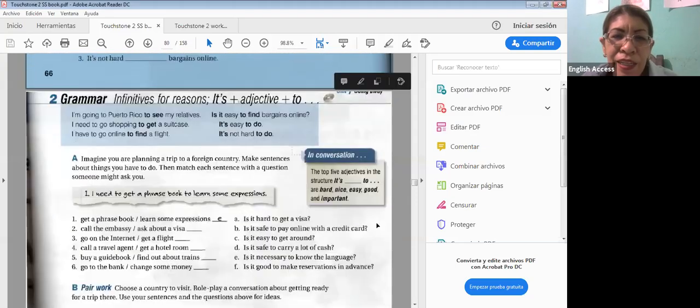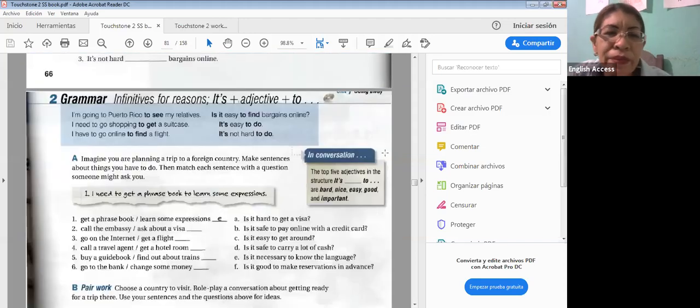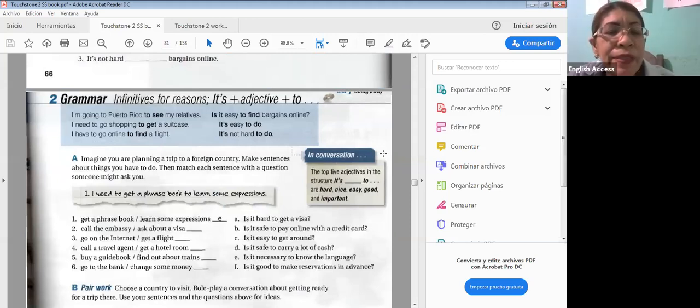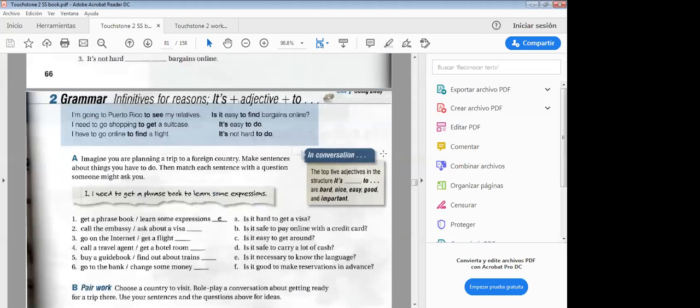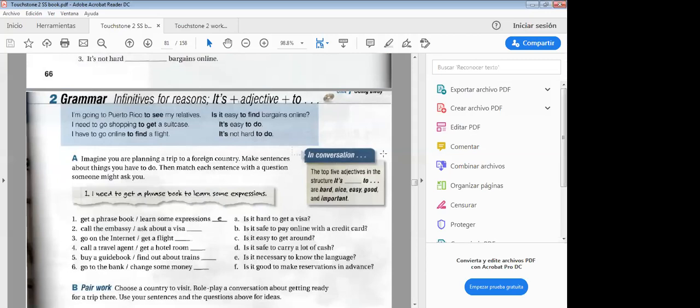Okay, here. Well, on the next page, you have the grammar chart. The grammar chart is about infinitives for reasons, and we have it plus adjective plus to. Okay, now I'm going to read these sentences and you're going to repeat after me, okay? Okay, let's begin. I'm going to Puerto Rico to see my relatives. I need to go shopping to get a suitcase.